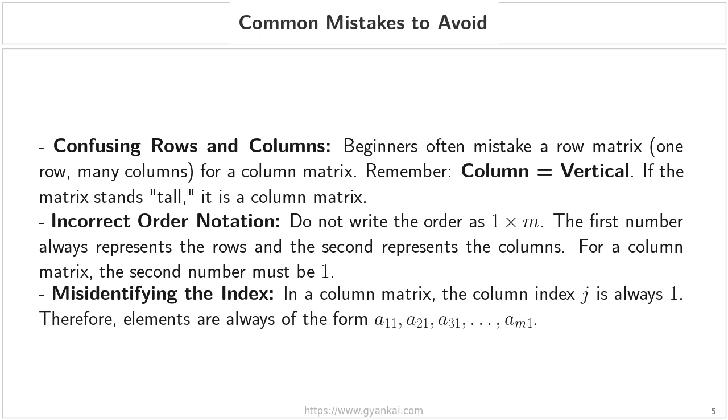Finally, let's talk about misidentifying the index of the elements. In a column matrix, since there is only one column, the column index represented by the letter j is always equal to 1. Consequently, the elements will always follow a specific pattern. They will be written as a sub 1 1, a sub 2 1, a sub 3 1, and so on, continuing down to a sub m1.